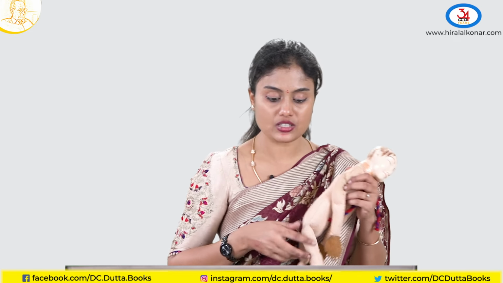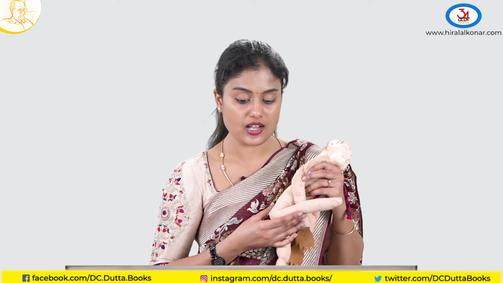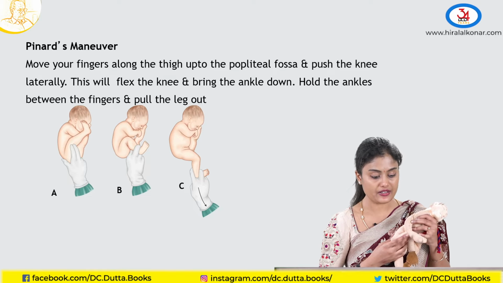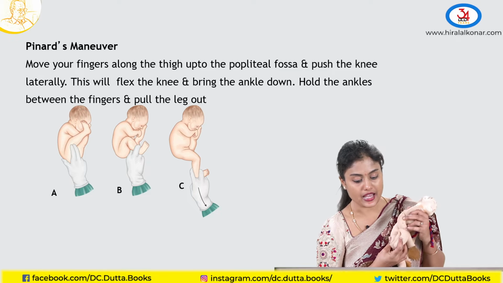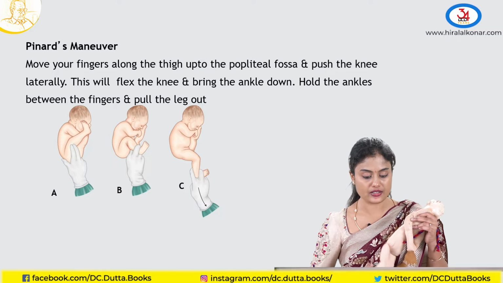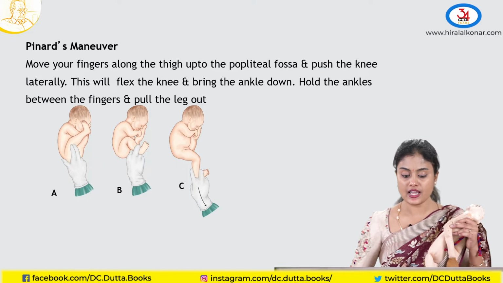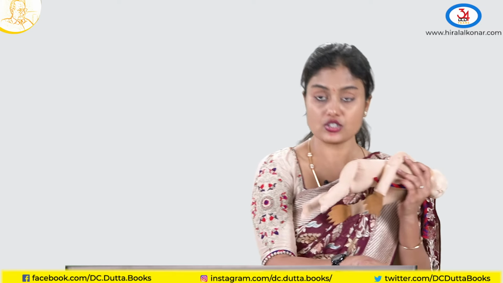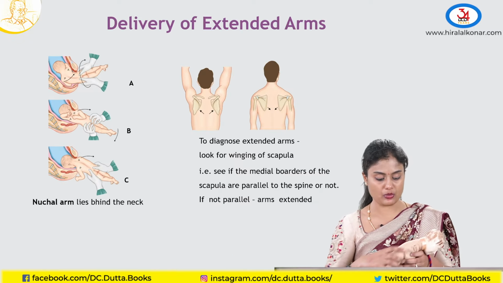Move your fingers along the thigh up to the popliteal fossa and push the knee laterally, and this will flex the knee and bring the ankle down. Hold the ankle or the foot down, hold the ankles between the fingers and pull the leg out. This is your Pinard's maneuver. Then the baby is somewhat descended.